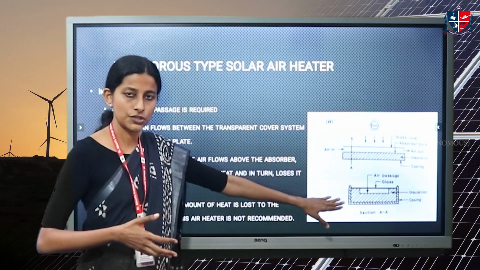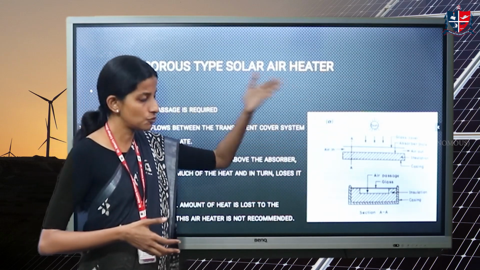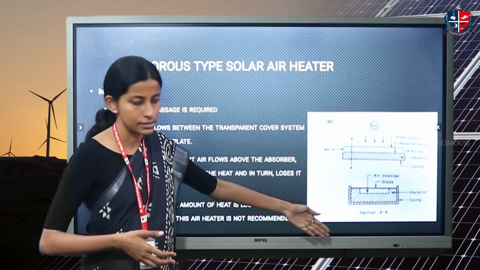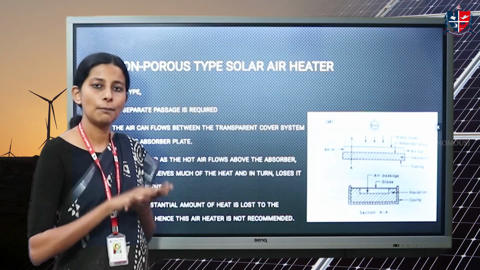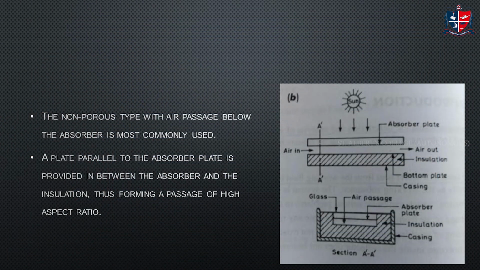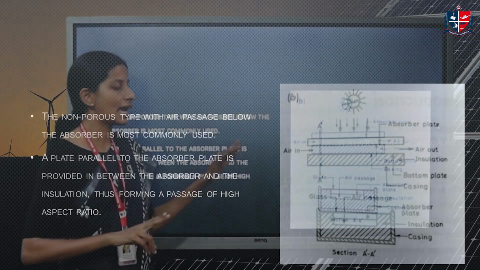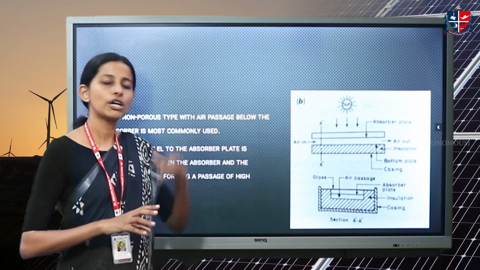This is just a cross section. This is the top view. Cross section means once you cut it, you can see the inner layers. This is how it goes. So this is the first type in which airflow happens above the absorber plate. Now let's move to the second type. Here, airflow is happening below the absorber plate. All the components remain the same.